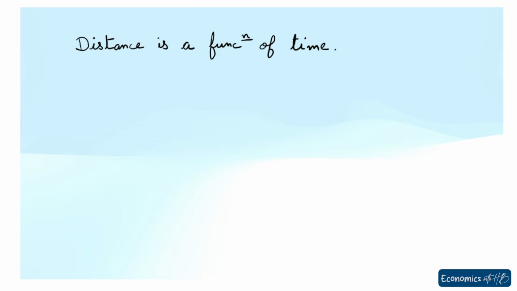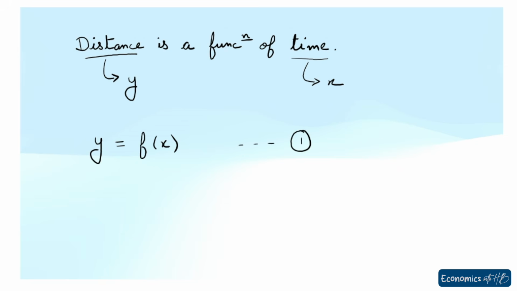Distance is a function of time, as we have just seen here. If we denote distance with y here and time with x, we can simply write y is a function of x as y is equal to f(x). Let's name this equation as equation number 1. Here x, that is time, is an independent variable, and y, which is distance, is a dependent variable dependent on time. So, distance is dependent on time.